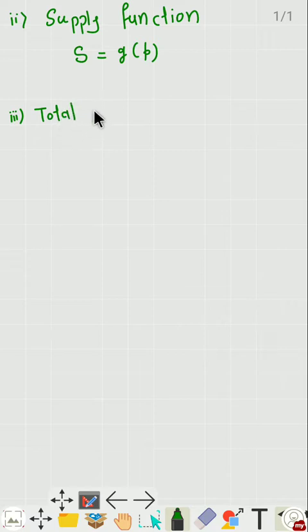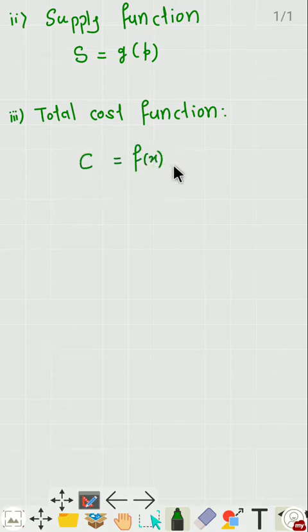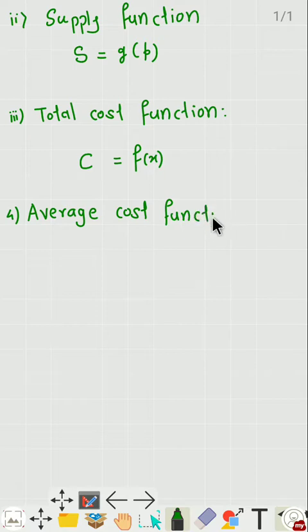The total cost function is written as C equal to f of x. Fourth is the average cost function. It is denoted by AC, and it is given by C divided by x.